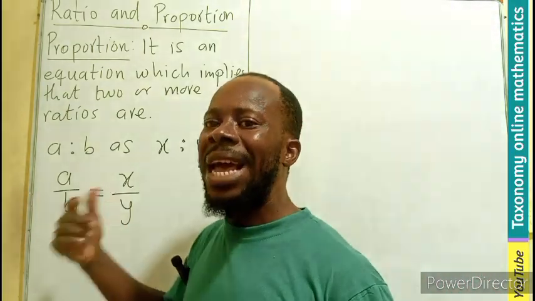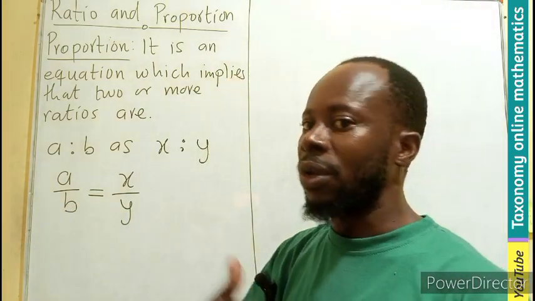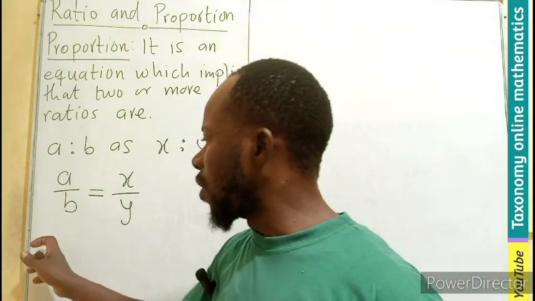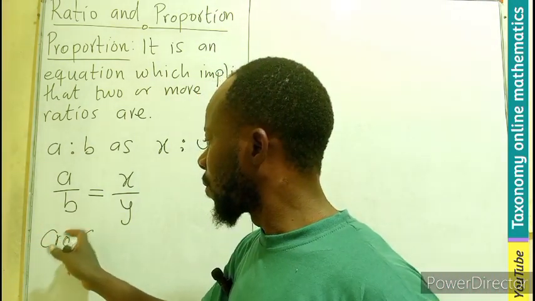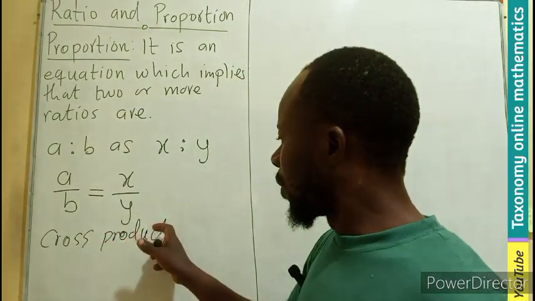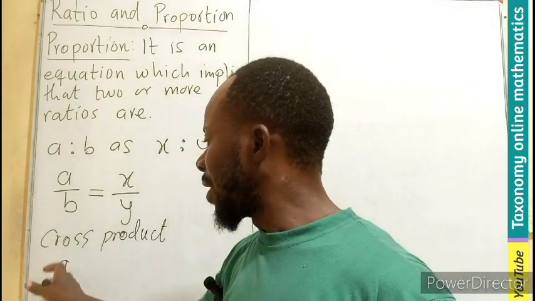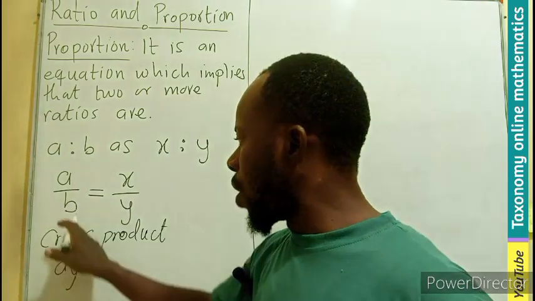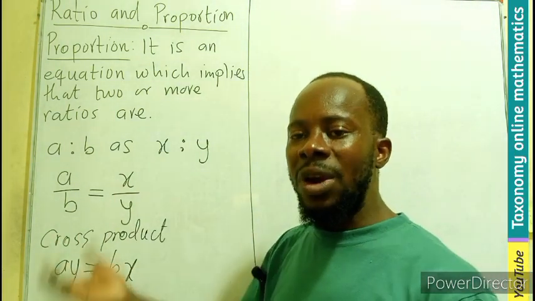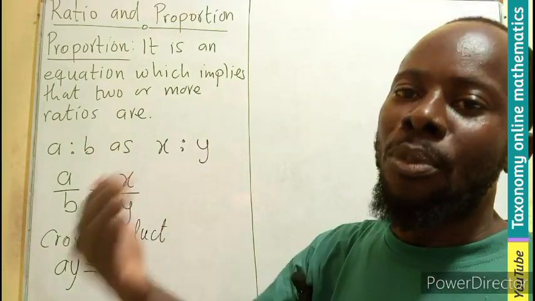Now, how will I check whether two ratios are proportional? It is not proportional in all cases. If they are proportional, then their cross product, meaning A times Y, should equal B times X. When their cross product is equal, then we can say these two ratios are proportional.